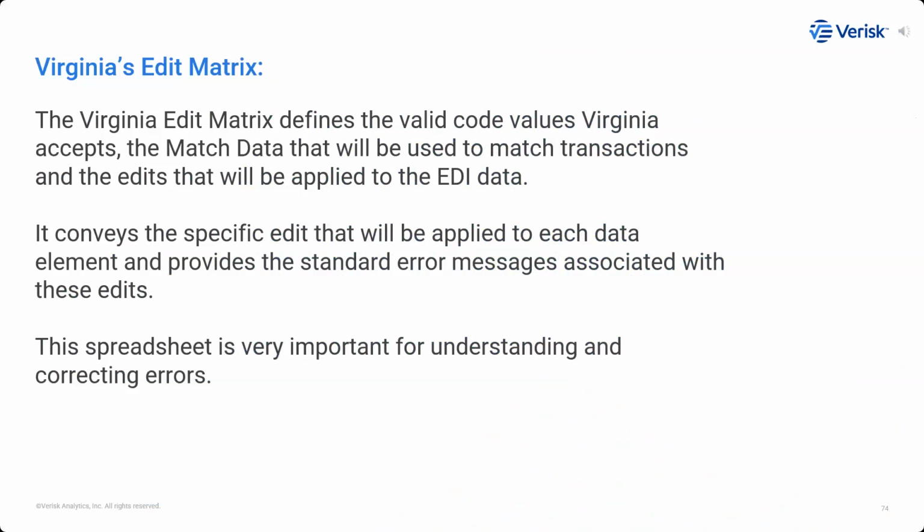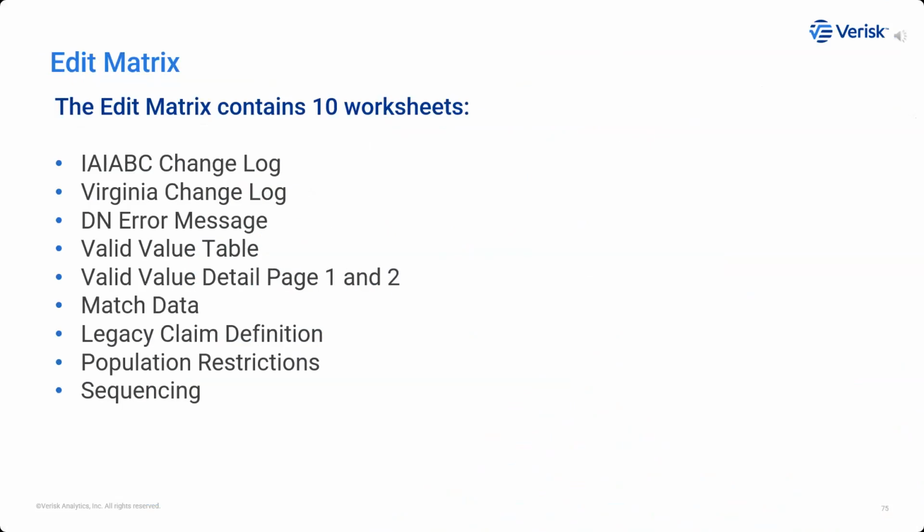It is very detailed because it provides the standard errors applied as defined by the IABC standards and also additional edits that are applied specifically for Virginia requirements. Shown here are the tables that are located in the edit matrix. You should be familiar with most of these tables from Release 3.0. There are 9 tables in total that Virginia uses to communicate their edits.